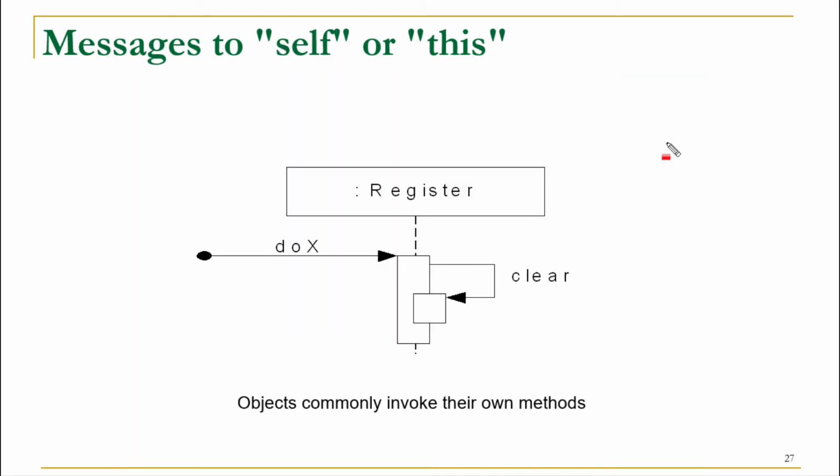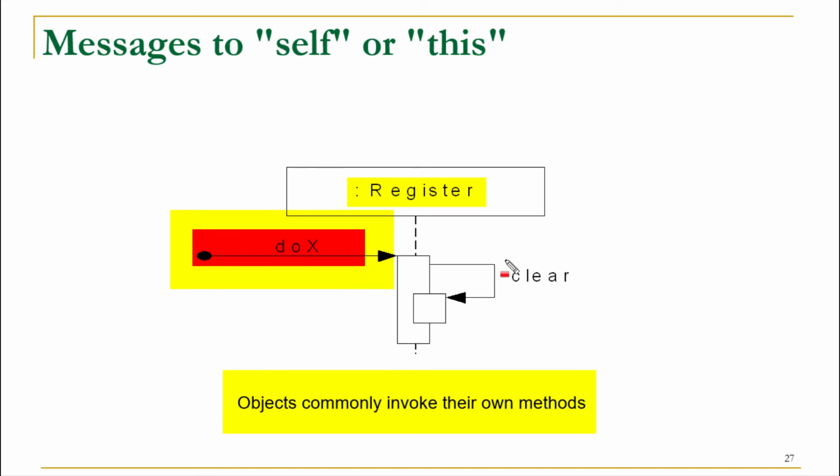One other arrangement could be where, when you call a function on a class, in response to that it sends a message to itself. So objects commonly invoke their own methods. So if you want to illustrate that in response to this doX on the register class, another method of that class is being called on the self object, you can use this loop arrow here.